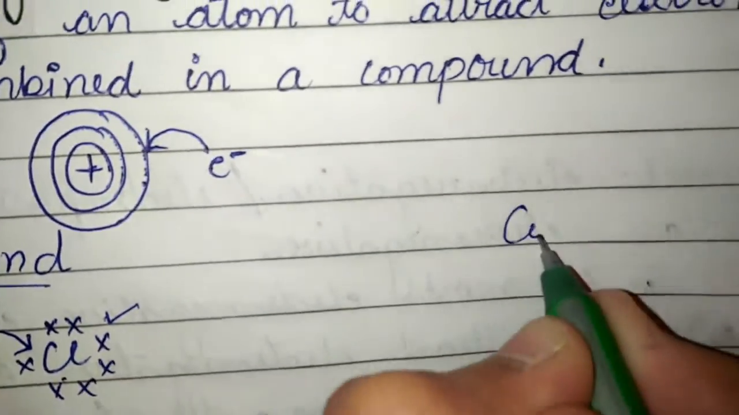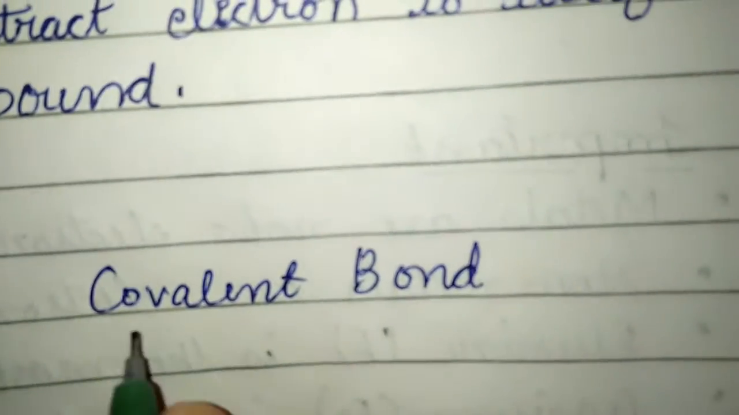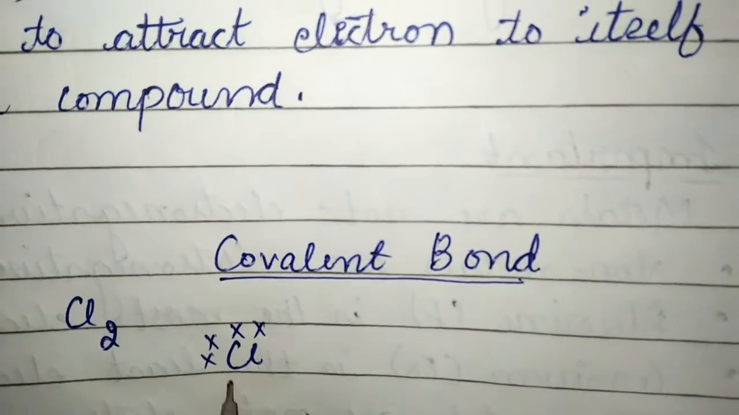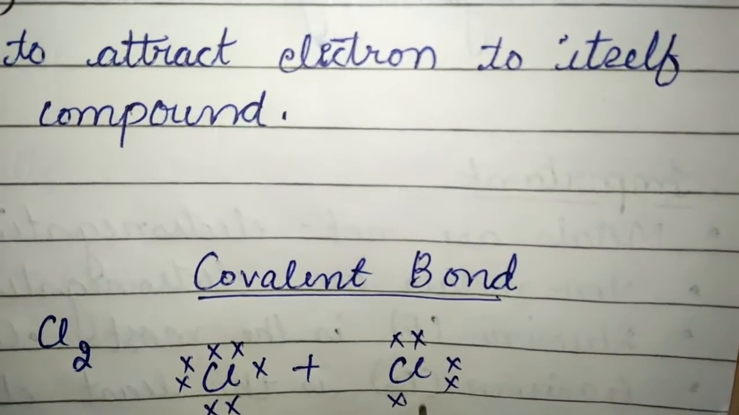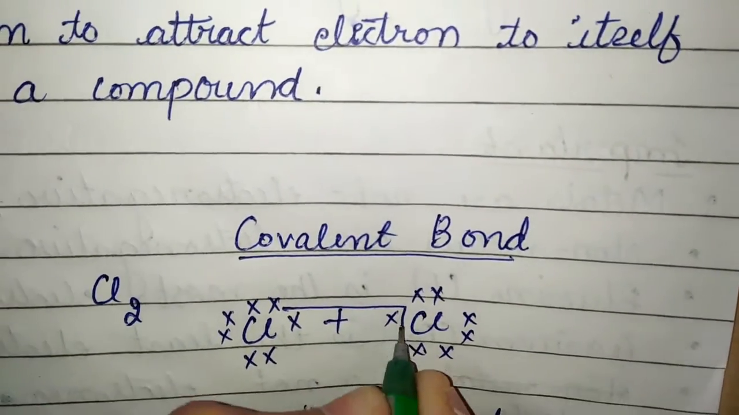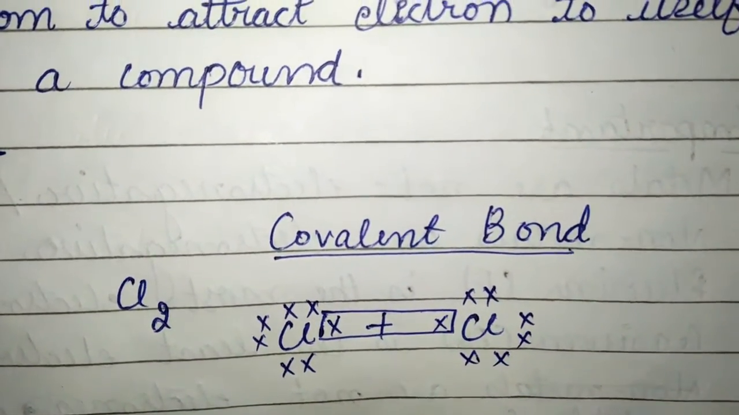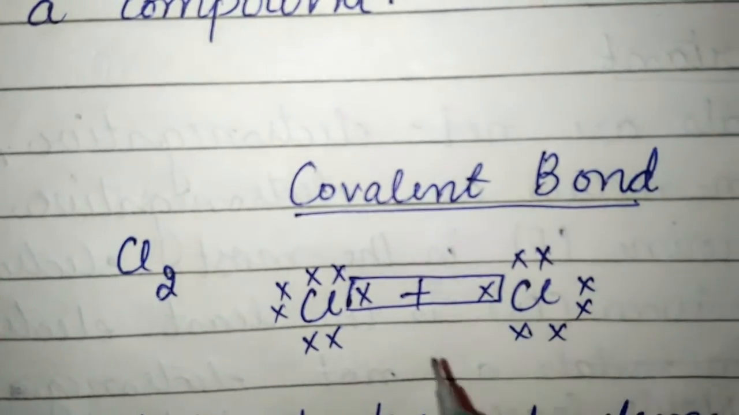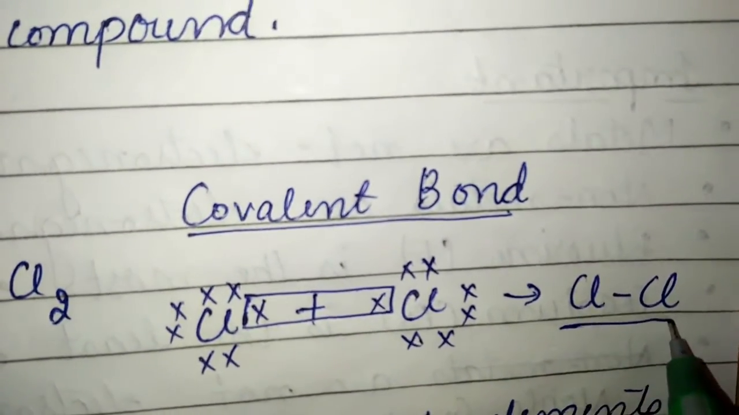And if we see it in a covalent bond, suppose for Cl2, chlorine having 7 electrons in its outer shell. The tendency of these two chlorine atoms to attract the electrons of the other chlorine atom is known as electronegativity. They will attract and share and will form a chlorine-chlorine bond.